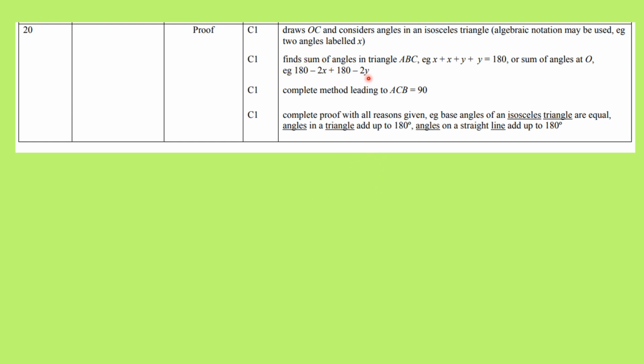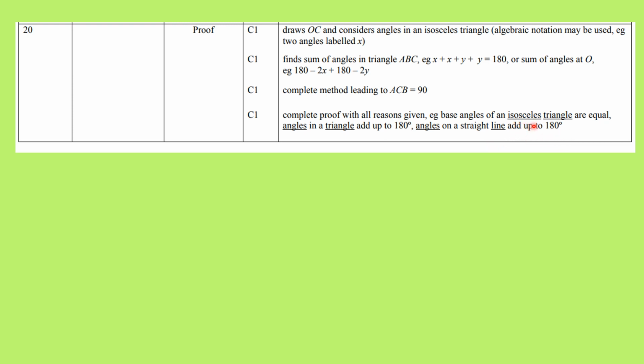So find the sum of angles in a triangle ABC. However you wanted to label them, which is the one we did, I just stuck with x, so I didn't have to be changing between x's and y's. And a complete method leading to ACB equals 90. So the final bit is a complete proof with all reasons given, and here are the reasons. We've got the base angles of an isosceles triangle are equal, angles in a triangle add up to 180, angles on a straight line add up to 180.